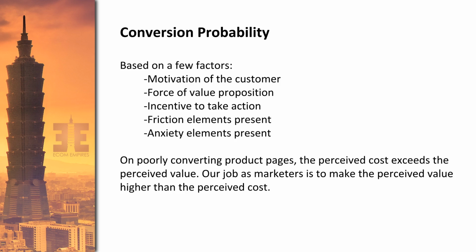I don't think any one of them hurts to have. And I know for a fact 100% that having an 800 number on your site is definitely going to help increase conversions. Having an address, that's also going to help increase conversions because it gives a much more established, professional, real business feel, okay? On poorly converting product pages, the perceived cost exceeds the perceived value, all right?